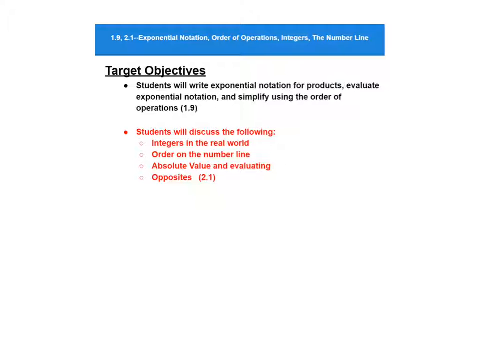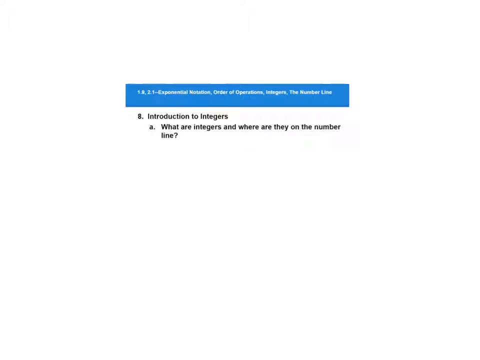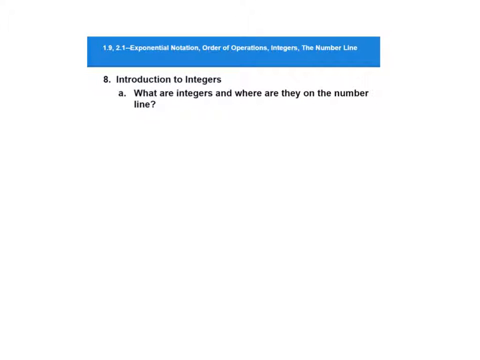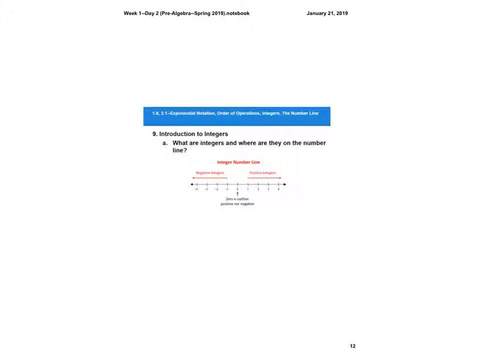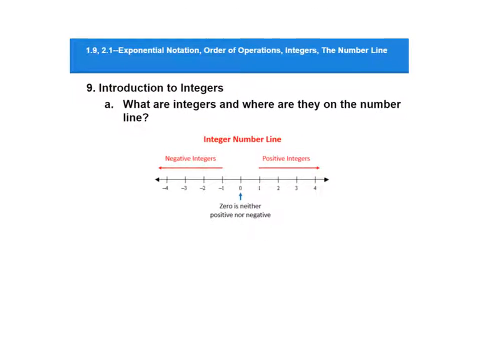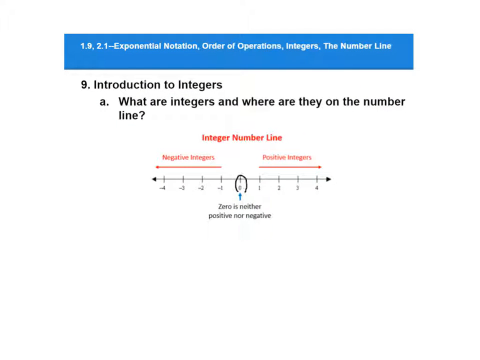The second part is looking at our objectives: integers, order on the number line, and absolute value. So when we talk about introduction to integers, what are integers and where are they on the number line? This is the first time we start to discuss where these fall on the number line. Integers do include 0, and they include all the positive numbers and all the negative whole numbers.